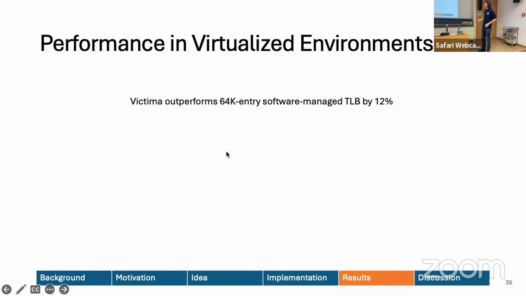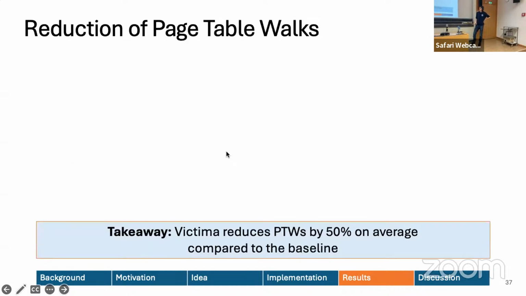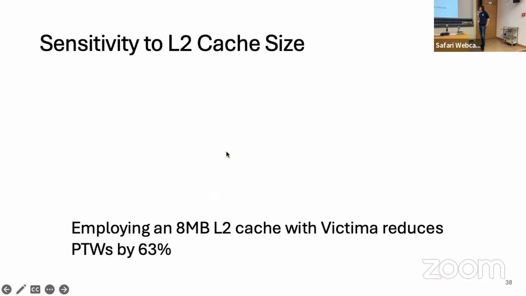So we're happy. In virtualized environments, which I didn't have time to go into a lot, Victima outperforms software managed TLBs, which is the go-to way to do that right now, by 12%, which is again very impressive. And remember, we wanted to reduce the number of overall page table walks. As you can see, we can reduce the number of page table walks, which we set out to do, by 50% of the baseline. The other ones reduce it too, so that works. But Victima is way better on average.